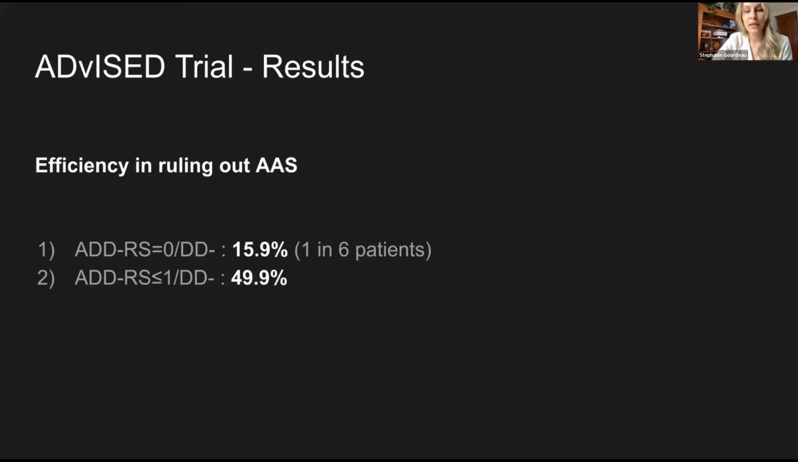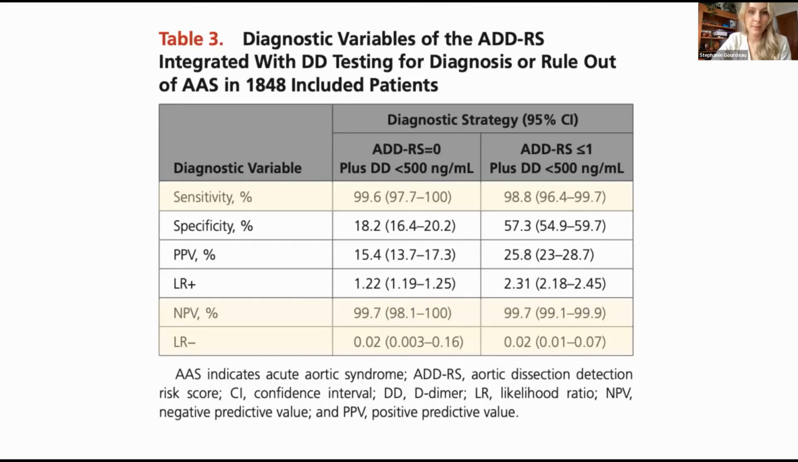However, the second rule-out strategy using a slightly higher threshold did demonstrate a higher efficiency of almost 50%. And as we saw, the failure rate was comparable to the more conservative strategy. So that's encouraging. This table depicts the diagnostic variables of both rule-out strategies.